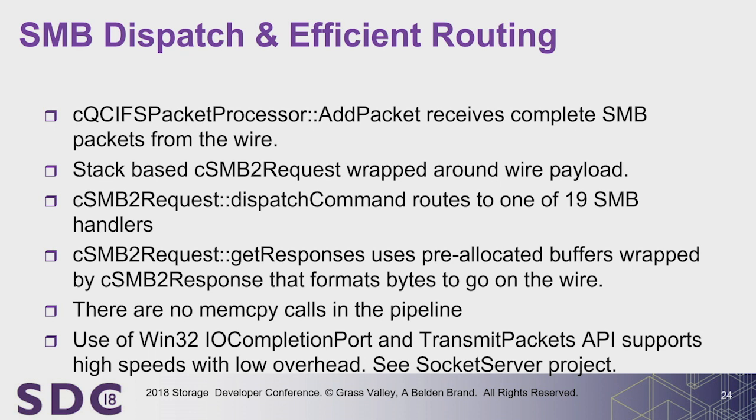The SMB2 request basically wraps the payload that comes off the wire and does the right thing to parse it and build data structures, which are C++ structures. And then we can build responses that then build these transmit packets to send things back again. And for dispatch command, there's only 19 SMB commands, so it just dispatches to different functions.